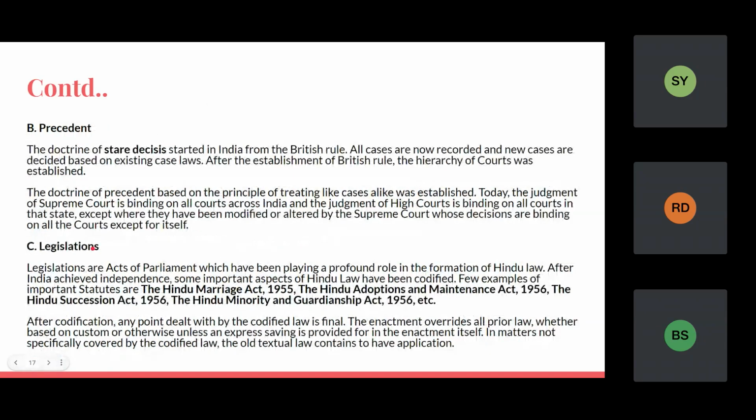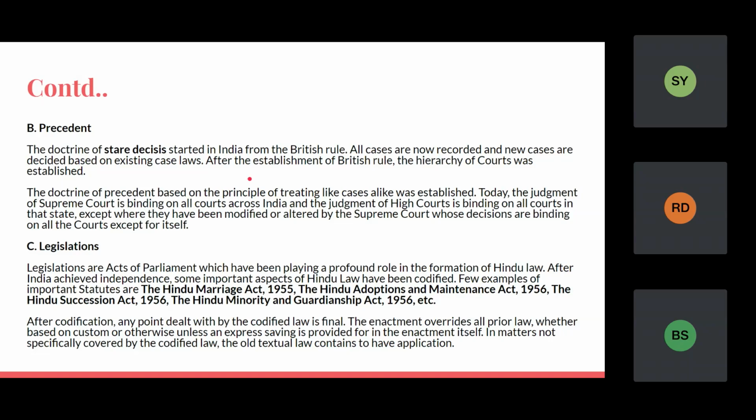Now, what is a precedent? In the second year, you will have jurisprudence, where you will come across this term precedent, and also the doctrine of stare decisis. Stare decisis is a Latin term which means abide by the decision, follow the decision. The doctrine of stare decisis started in India from the British rule. All cases are now recorded, and new cases are decided based on existing case laws.